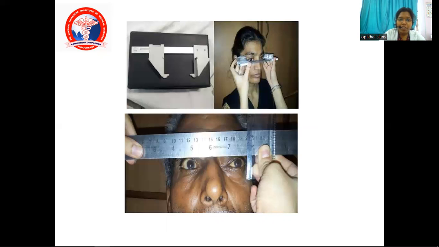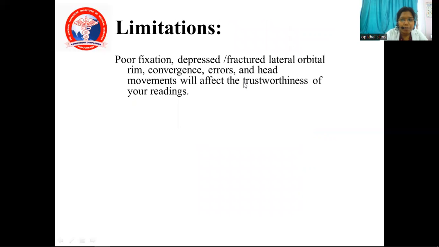This is the picture depicting the exophthalmometry, Hertel exophthalmometry. In this picture, you can see these two points which will sit on the lateral orbital rim, in the orbital notch. And with that, the base is kept constant and the exophthalmos is measured by avoiding parallax. The limitations of this exophthalmometry are fixation, a depressed or fractured lateral orbital rim, convergence errors, and head movements, which will affect the trustworthiness of your readings.